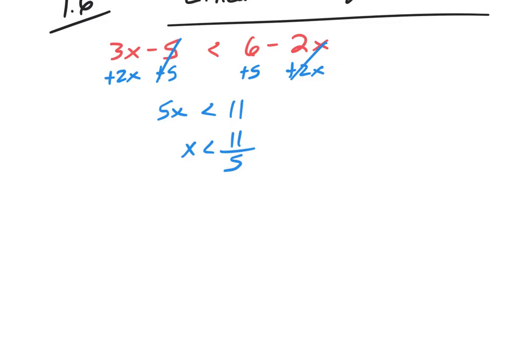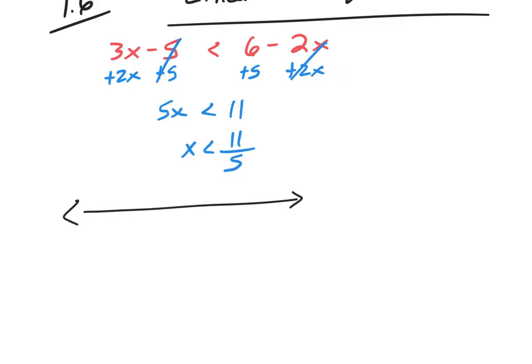The good thing here is that you have a whole list of things you could check. You don't have just one number that you have to check. Now I have any number that's less than 11/5 that I can use to check. So 2, 1, 0, any of those would have worked here. All right, so this is the first way that we're going to leave our answer. The second way we're going to leave our answer is on a number line.